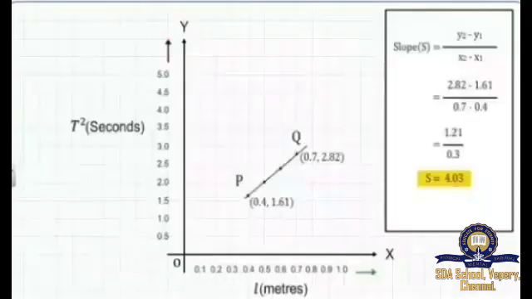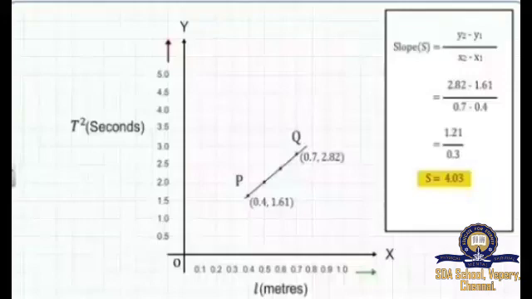Now, once again, I am going to explain how to find the slope from this graph. Slope formula, that is S is equal to vertical change divided by the horizontal change. Now we are substituting: slope S is equal to y2 minus y1 divided by x2 minus x1. Now tell me what is y1 and y2. Here, if you see the coordinates of P and Q, the y1 is 1.61 and y2 is 2.82. So now we are substituting the value 2.82 minus 1.61.